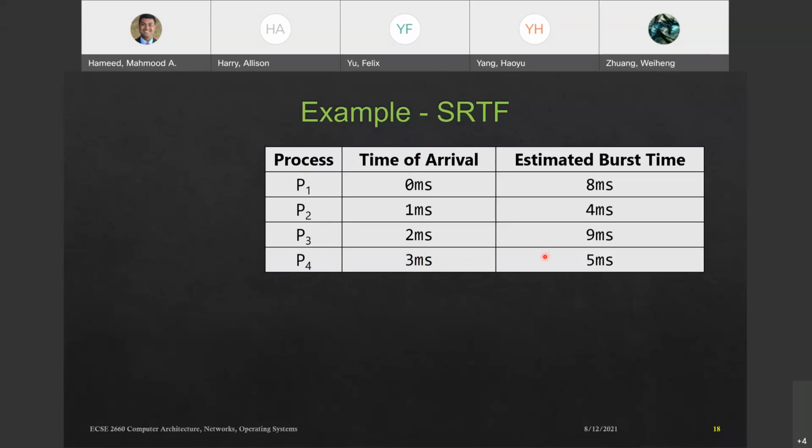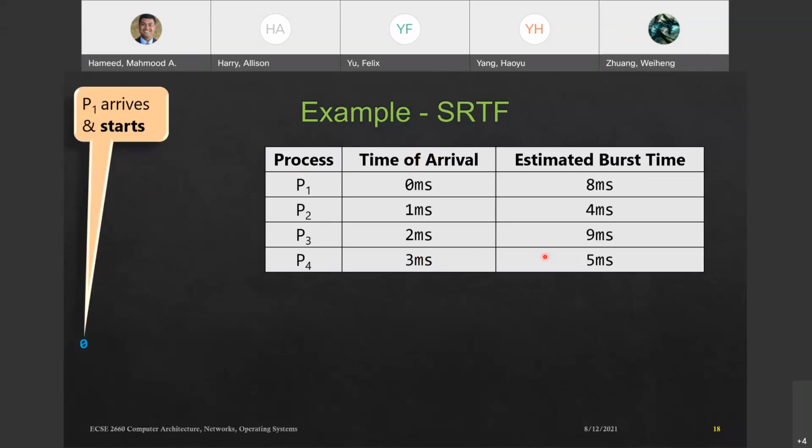Process 1, right? At 0 milliseconds it comes in. It is going to ask for the CPU resource. P1 arrives, asks for the CPU resource, no competition, nobody else has arrived. So P1 gets the CPU resource. It's going to make progress for 1 millisecond. What is going to happen at 1 millisecond? P2 arrives, right? Now you have two processes, process 1 and process 2. Process 1 already worked for 1 millisecond, so it has 7 milliseconds remaining.